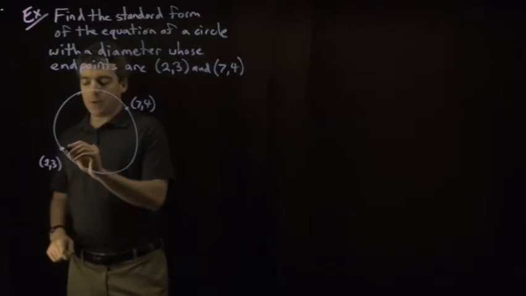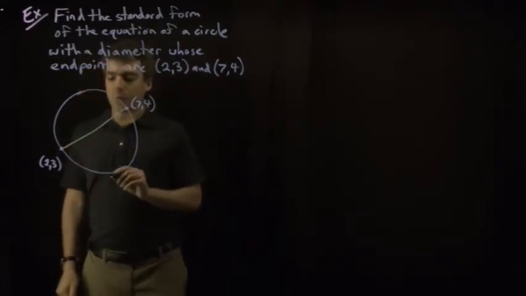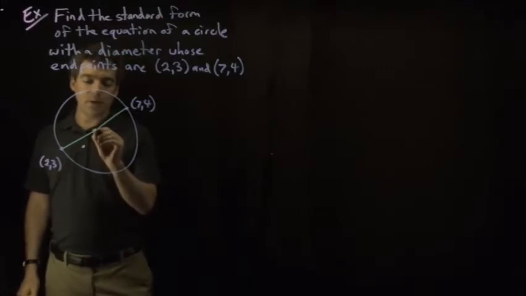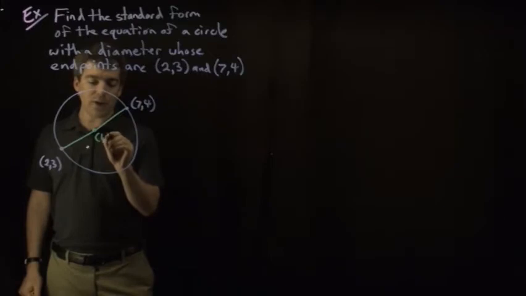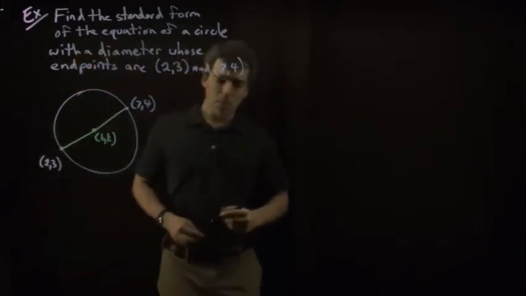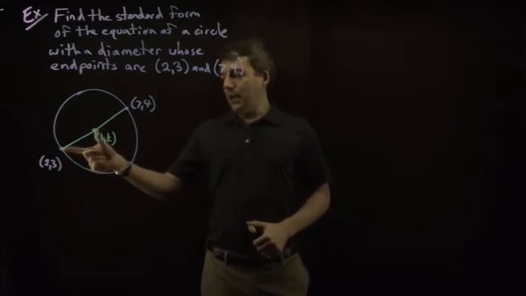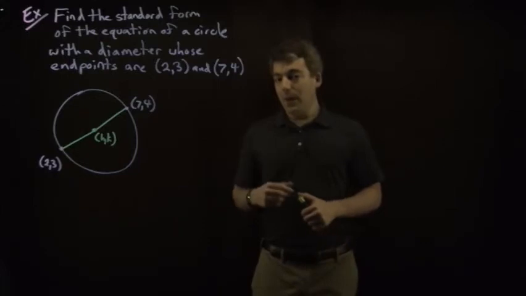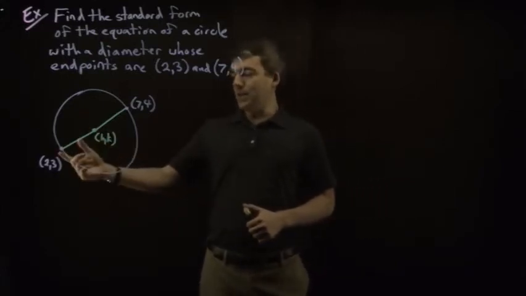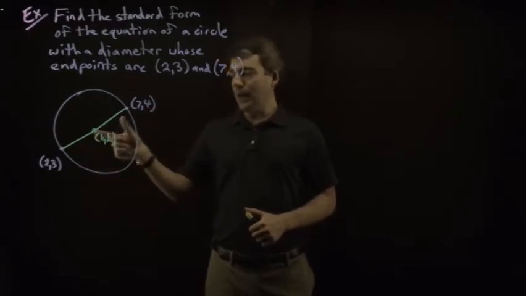And if you remember from geometry, the diameter of a circle goes through the center. So that would be the center, (h, k). Another thing we know is that the center is at the midpoint of the diameter. Another thing we know is that the length of the diameter is going to be twice the radius of the circle.